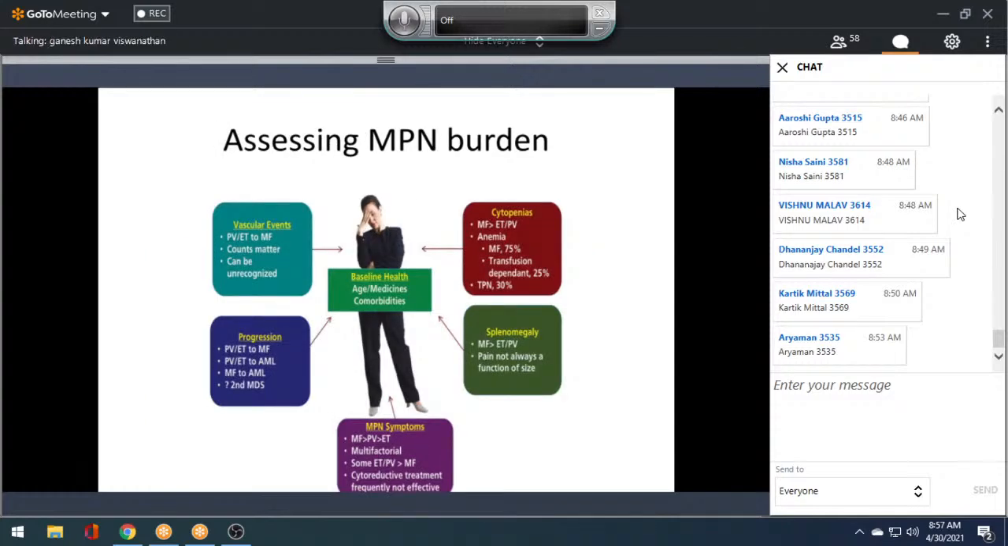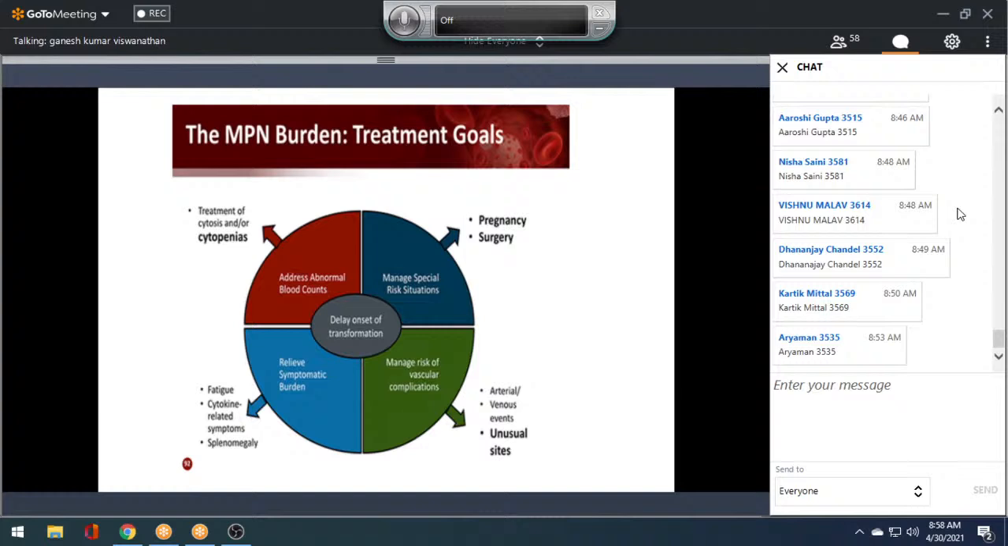So how do we assess the MPN burden affecting the patient? Apart from the baseline health, the patients can have vascular events. They can have thrombosis affecting different vessels. The disease progresses to a spent phase or acute leukemia. Splenomegaly can be massive. Cytopenias can occur. And other symptoms also affect the treatment choice.